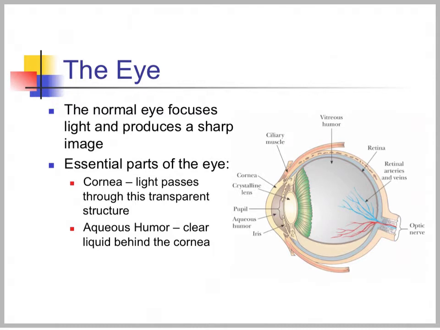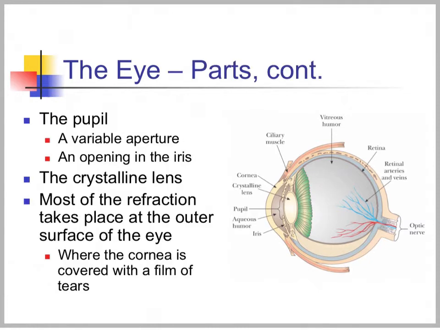A normal eye focuses light and produces a sharp image. And the essential parts of the focusing is the cornea. It's this thin area up here where light passes through, and the aqueous humor behind the cornea. Those act as the first refracting surface of the eye. Next we have the pupil, which is a variable opening, and it's just an opening in the iris, and the iris can change the size of the pupil. It's kind of like changing the aperture in a camera.